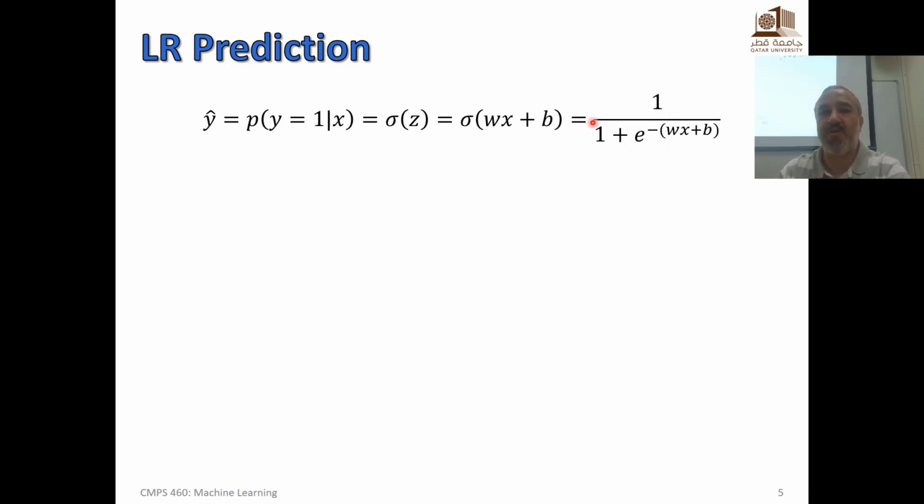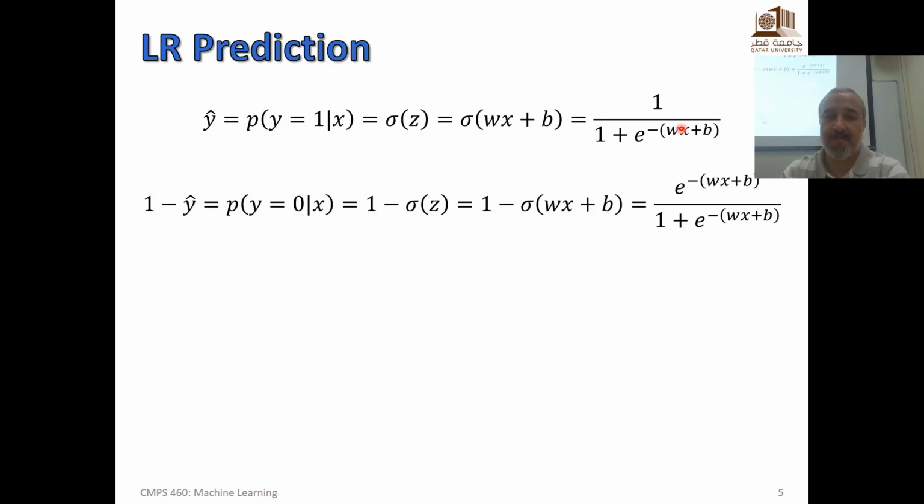Is it guaranteed that this value will be between 0 and 1? Is it guaranteed? Why? Because of the sigmoid function. Any value that we get from here, the output of it, will be between 0 and 1.